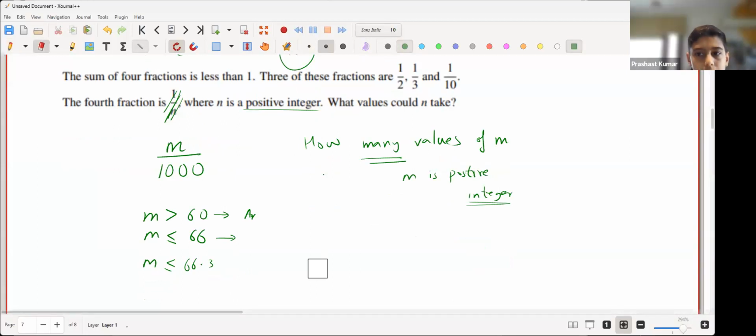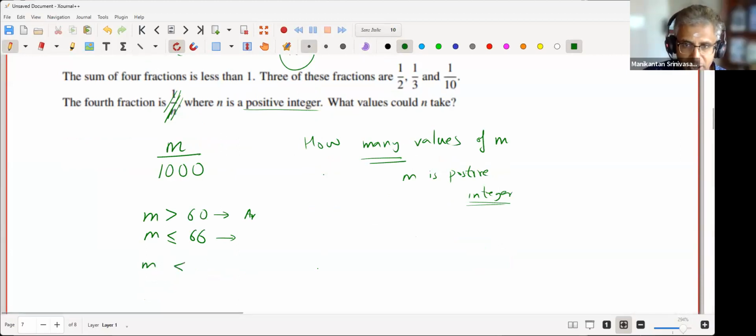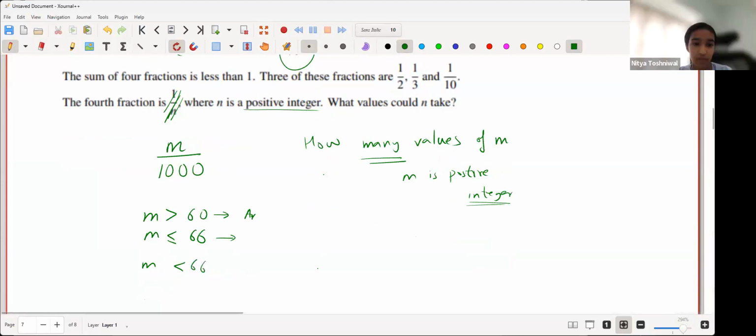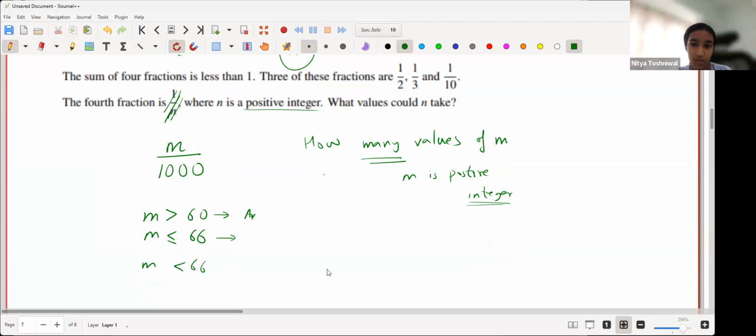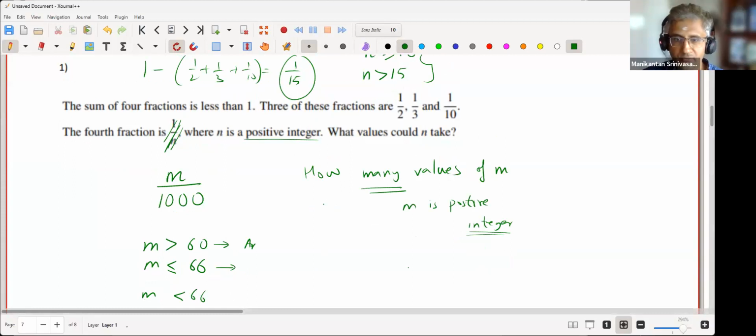Okay, so no, sir, not lesser than, equal. Less than. Okay, none of you have answered the question that I asked. The question I asked is how many values of M are possible? So you've given a range for the value. Infinite? Because technically we can take minus. Okay, so your answer is infinite. Nitya's answer is infinite. Arjun, what is your answer?